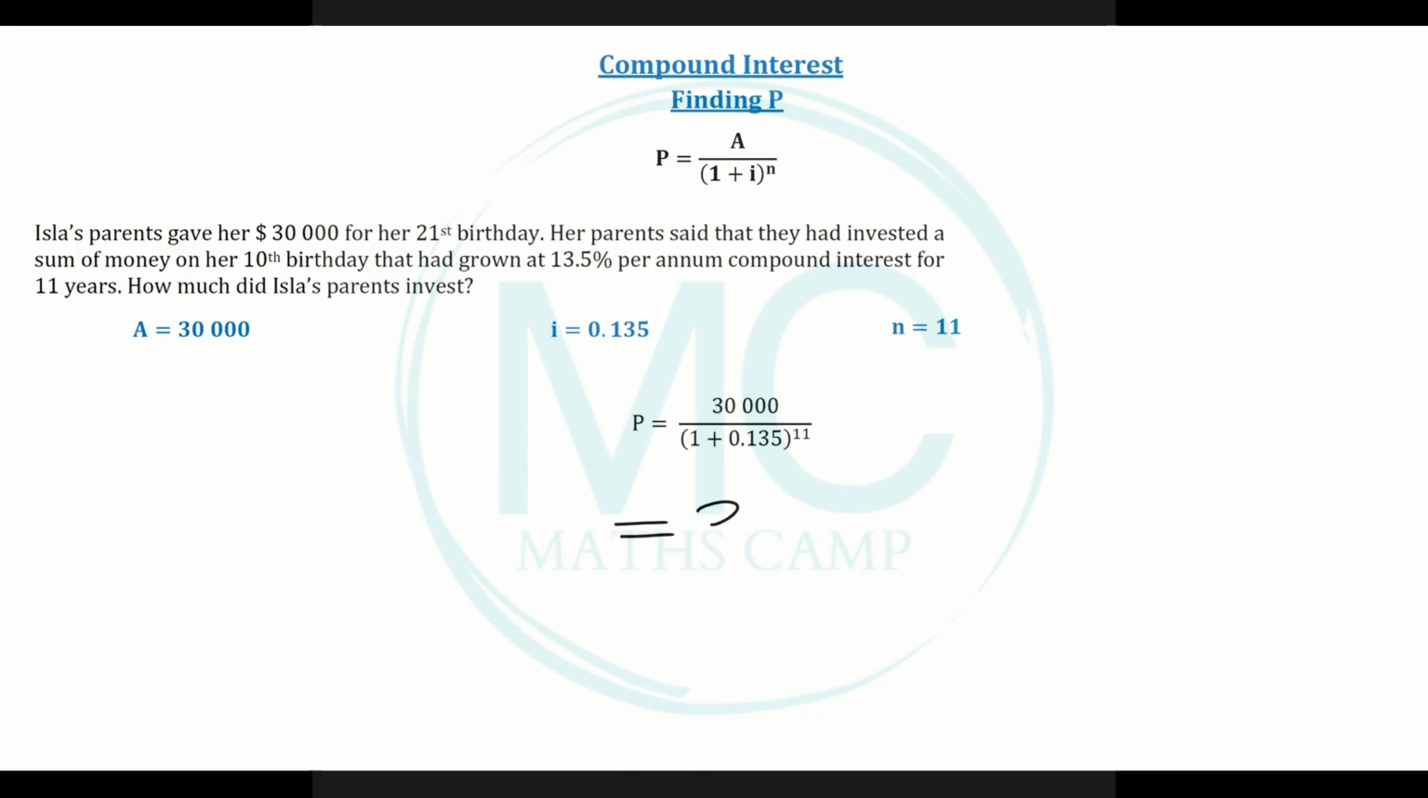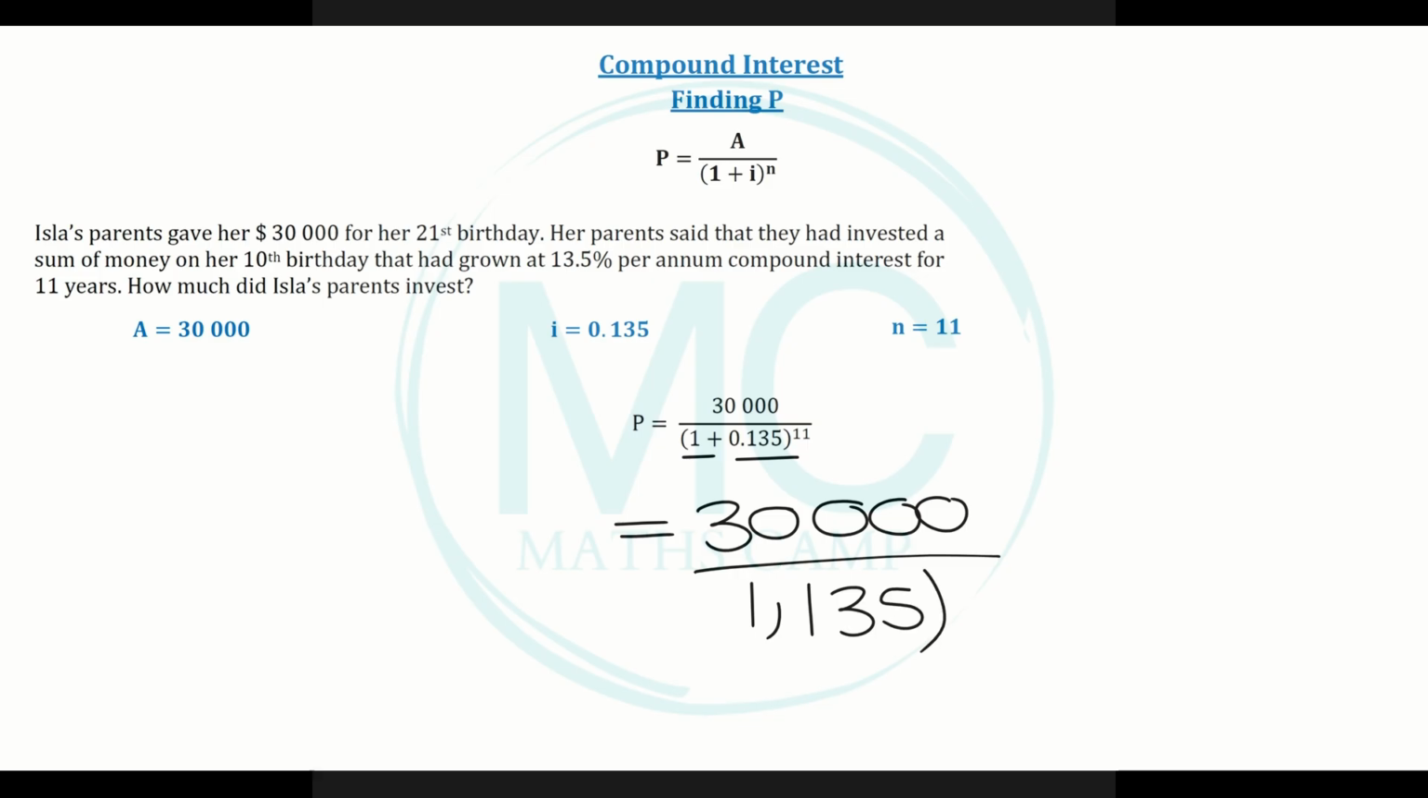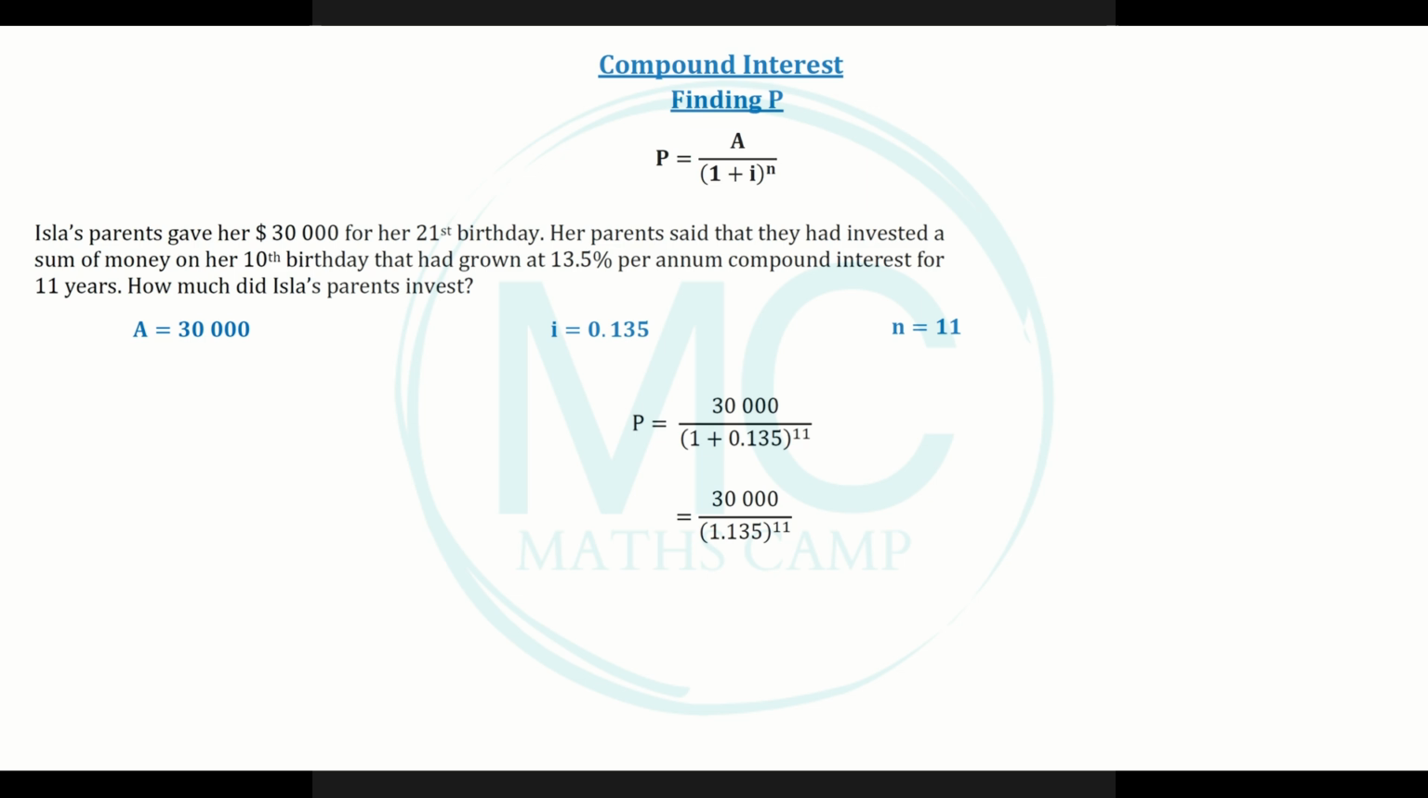Now we have 30,000 all over 1 plus 0.135, which becomes 1.135 to the power of 11. Now we can take 30,000 and divide it by 1.135 to the power of 11, and we get $7,450.18. This is the amount that Isla's parents invested. Let's do one more example.